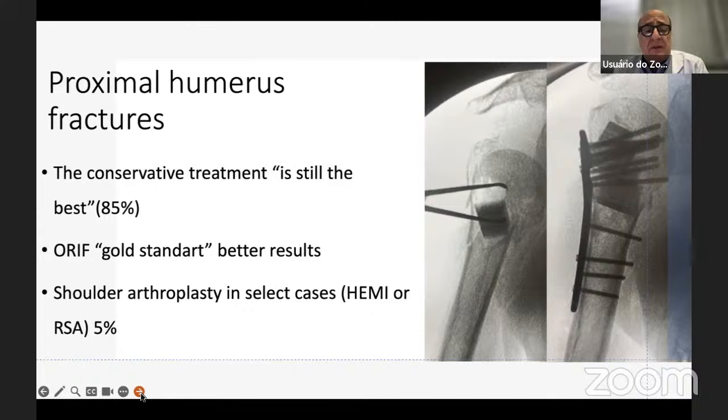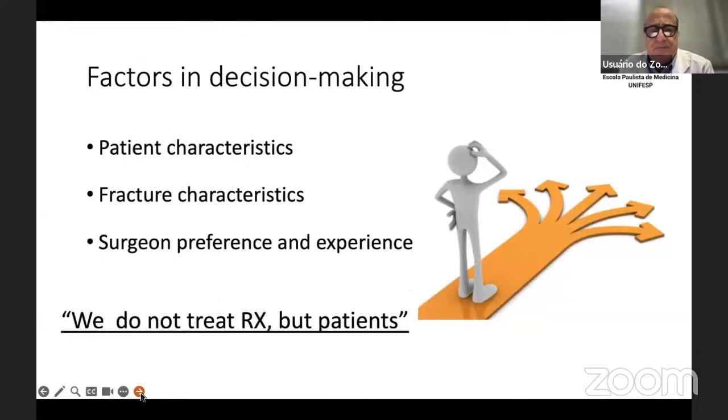Speaking about shoulder arthroplasty, it is another situation that you can use to treat these patients. And today you have the hemiarthroplasty, which was introduced years ago by Dr. Neer, and the reverse shoulder arthroplasty. For this kind of indication, at least circa 5% of these patients need this kind of intervention.